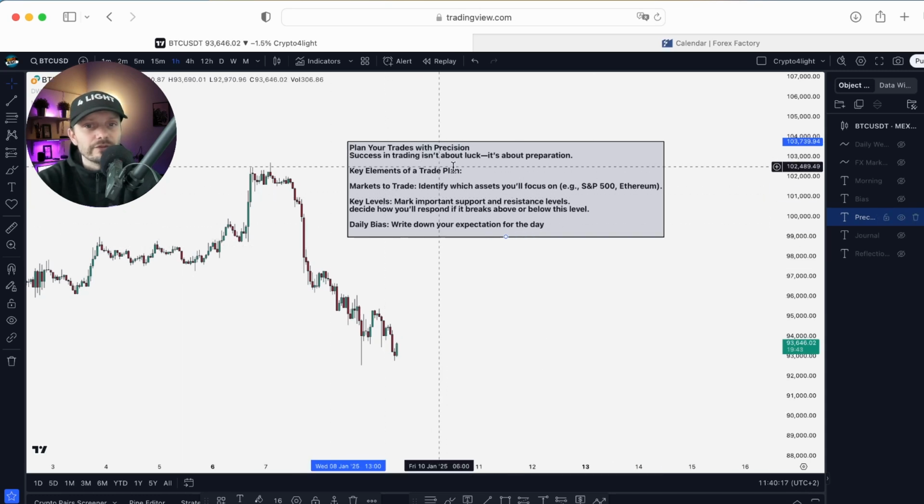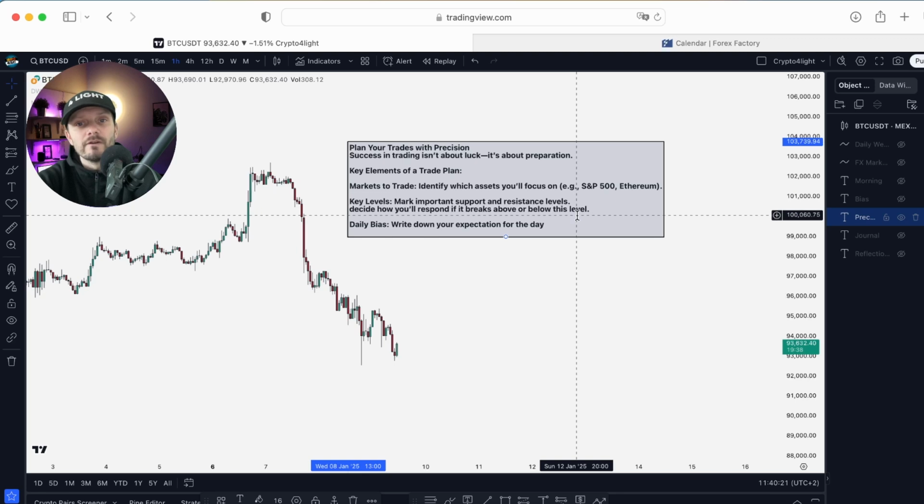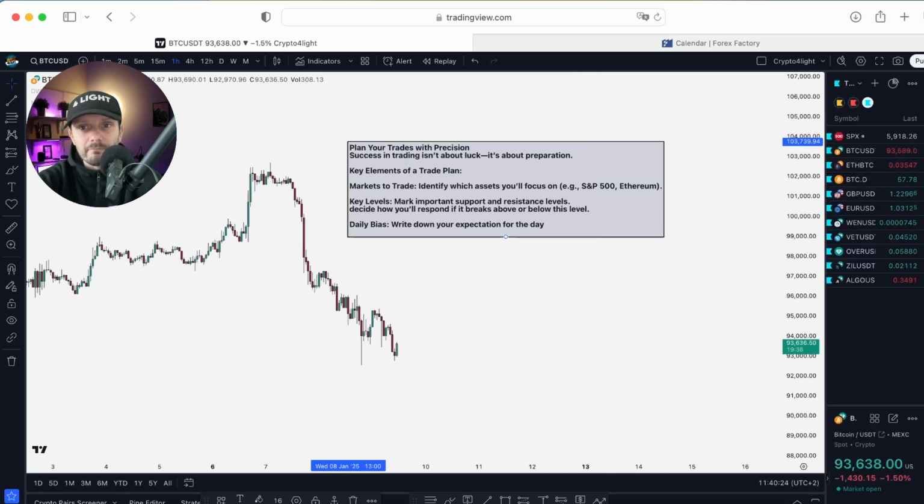So, key elements of a trading plan. Markets to trade: identify which assets you will focus on. I also recommend you not spread your attention across too many tokens because you'll lose your focus. I already explained to you why it's important to focus on 3 to 5 assets. Because you can track more, maybe, but anyway, you will be in focus, right? So that's why, take a look.